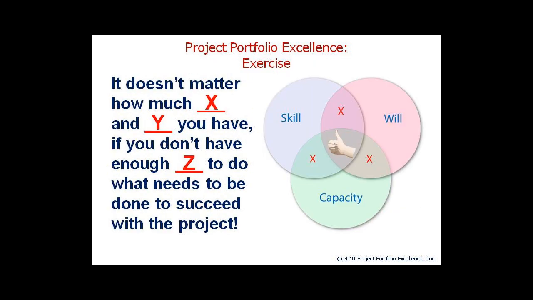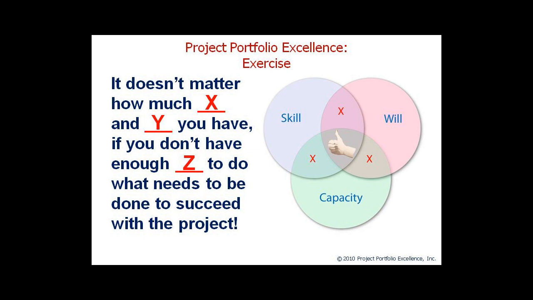Now I want to give you a little exercise here that I think will help to reinforce this idea of how important skill, will, and capacity are, and how they have to be all present and in balance in order for projects to succeed. On the right side of the screen you see the Project Trinity with the 3 attributes, skill, will, and capacity. On the left side of the screen there's a sentence structure with 3 variables. Now I want you to plug in the 3 attributes of the Trinity into that sentence in any order that you want to, and I think you'll see what I'm talking about.